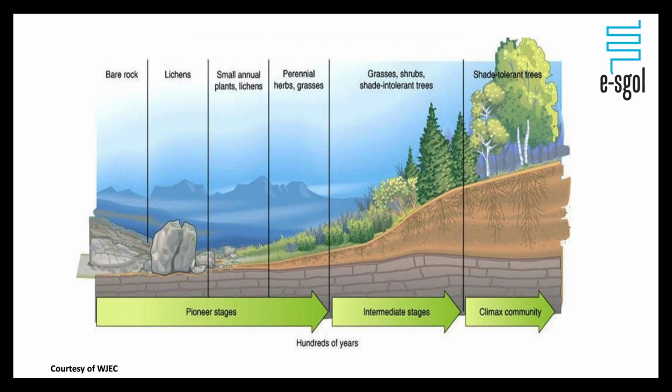Over a period of time, as the lichens die and decompose, small annual plants appear and the lichens will still continue. So this shows progression along that pioneer stage. Later in the pioneer stage, as the annual plants and lichens die and decompose, they are adding more nutrients to the soil. Perennial herbs and grasses will form. And as you can see on the diagram as well, this isn't something that just takes place in a matter of weeks or months. It takes place over hundreds of years.